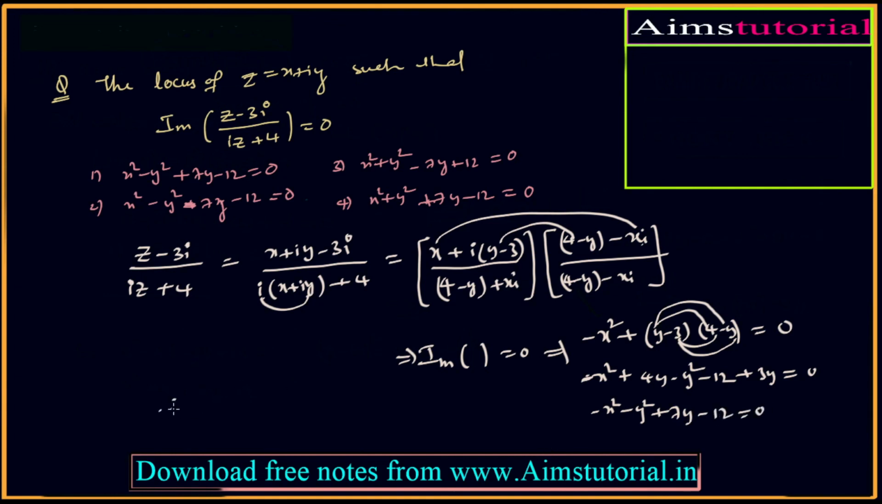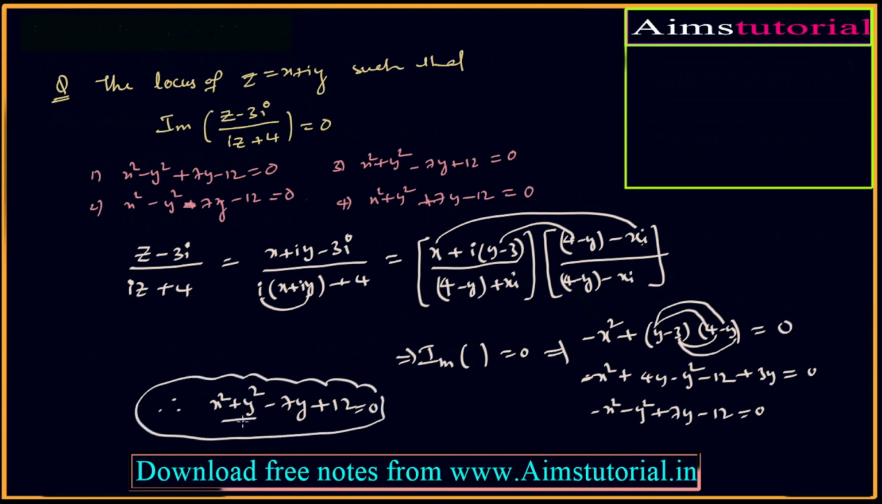If you write in order, the required equation of locus is x square plus y square minus 7y plus 12 equals 0. Is it among the options? The first two terms, x square plus y square, represent a circle, so option 3 or 4 may be right, but x square minus y square is not the right answer. Now the third term is minus 7y plus 12, so the third option is the correct option. The fourth option, plus 7y minus 12, is wrong. Therefore the locus of z, if the imaginary part is 0, is x square plus y square minus 7y plus 12 equals 0.